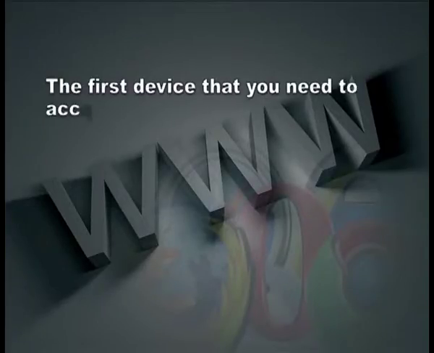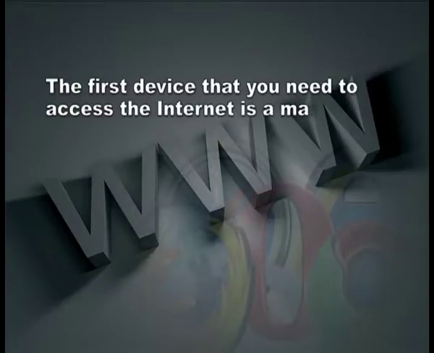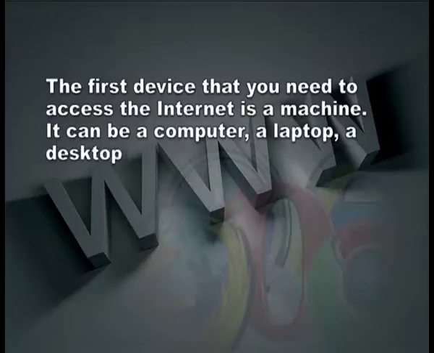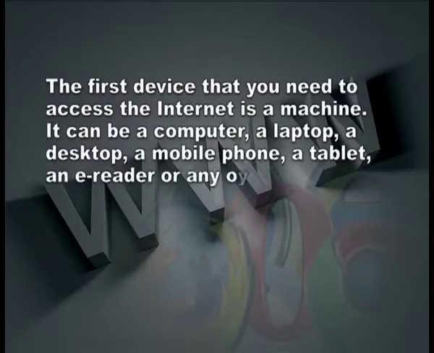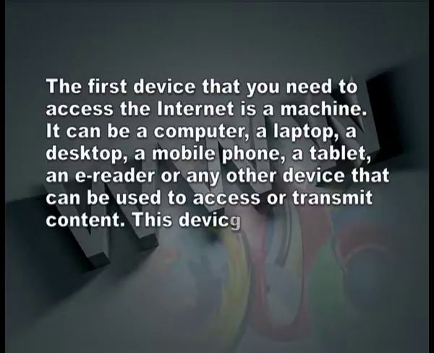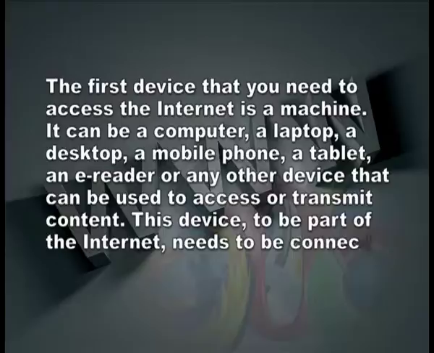The first device that you need to access the internet is a machine. It can be a computer, a laptop, a desktop, a mobile phone, a tablet, an e-reader, or any other device that can be used to access or transmit content. This device, to be part of the internet, needs to be connected to other computers.